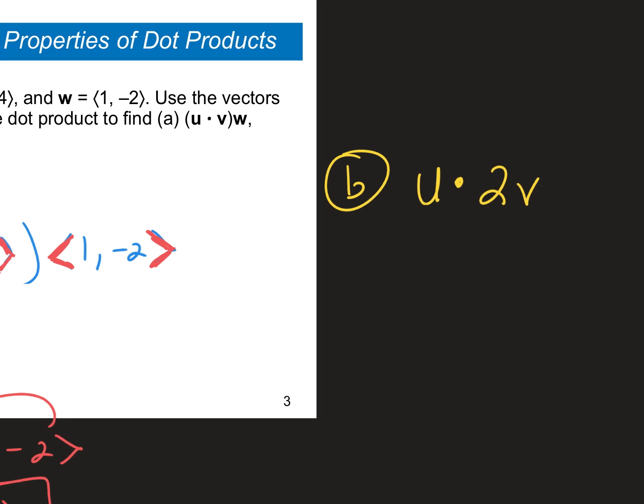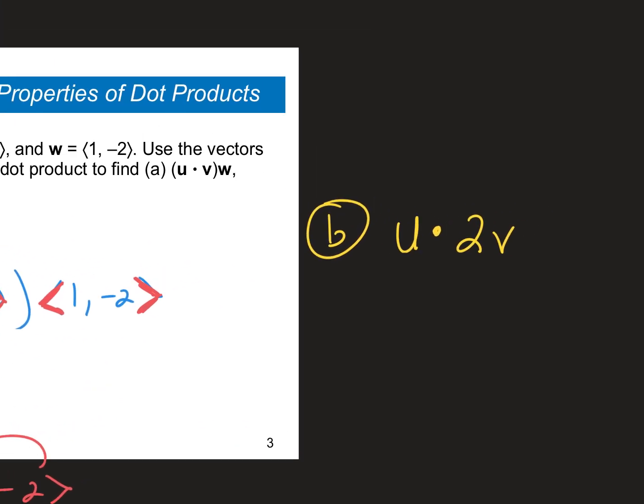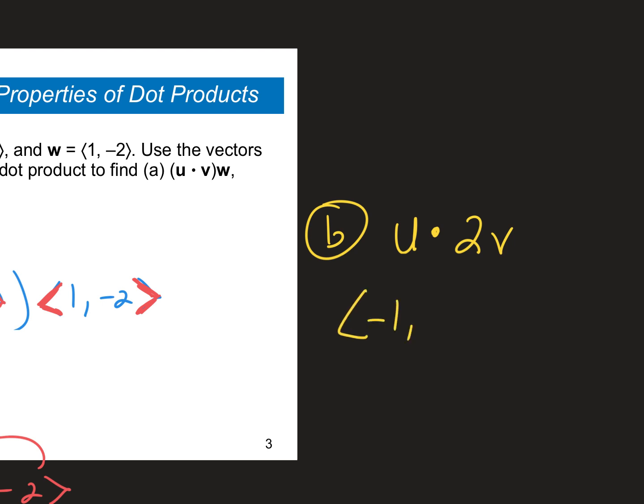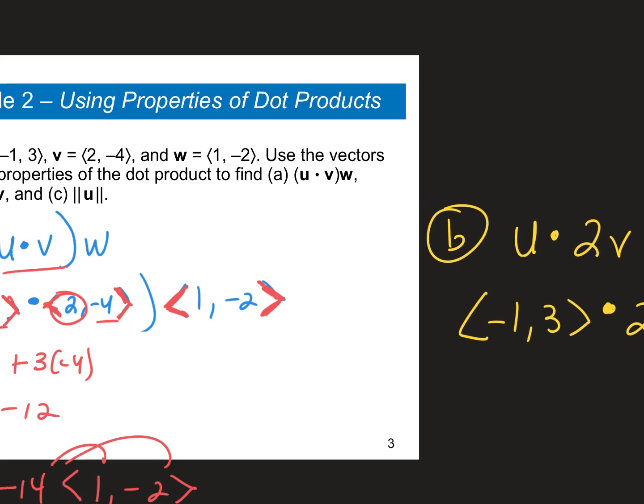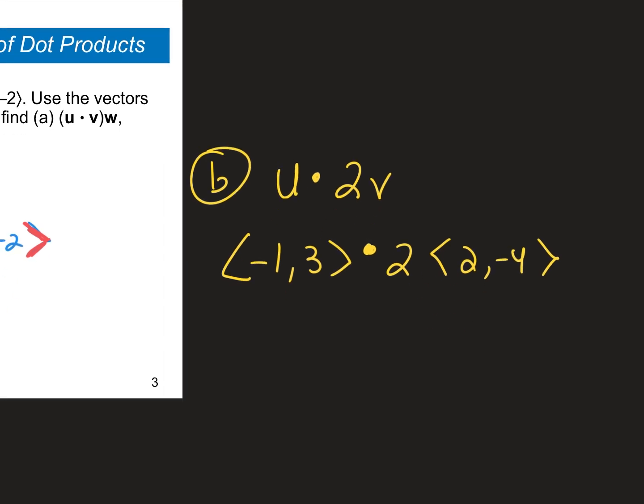So the first thing I would do is I'm going to say, okay, U. What is U? U is negative 1, 3. Dot product, 2, and then what is V? 2, negative 4. Okay, Sophia brings up a good point, guys. If I have to guess if it's pointy or rounded, I'm going to guess rounded. So make sure you let me know, hey, these are points on the end of it, not rounded.